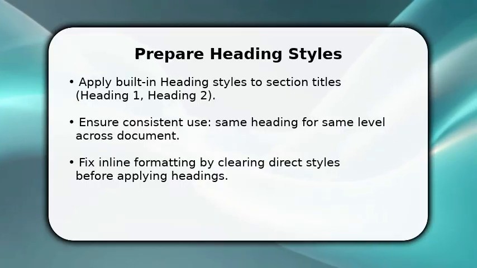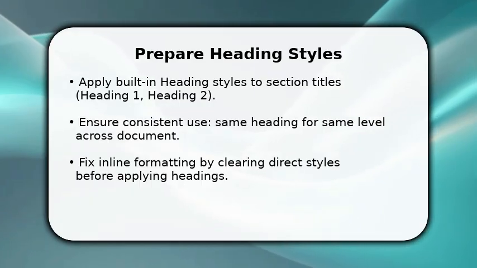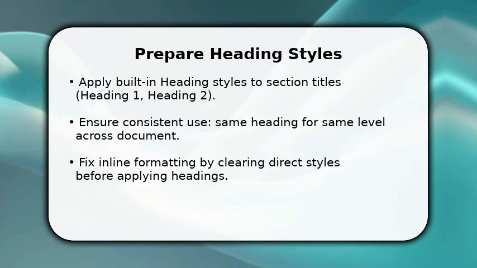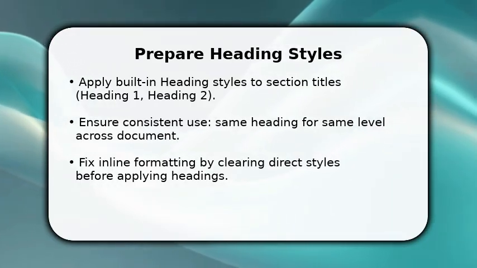You start by tagging structure. Select a chapter title and apply Heading 1, then use Heading 2 for subsections. This creates the semantic anchors Word needs to build a table of contents.